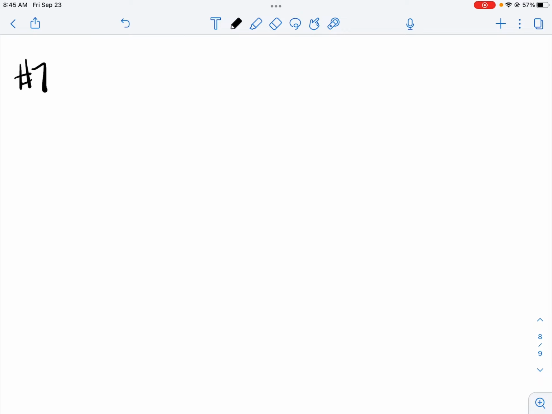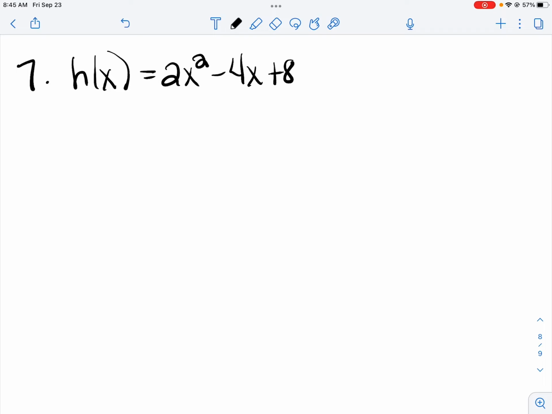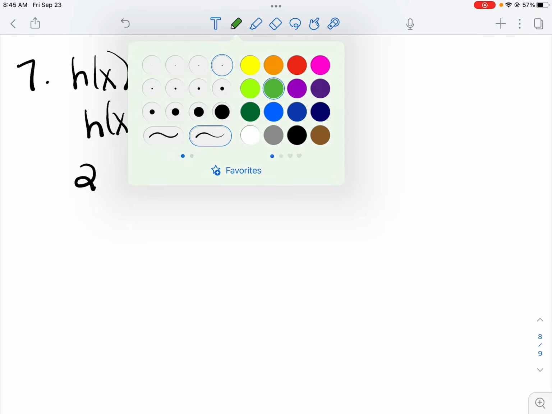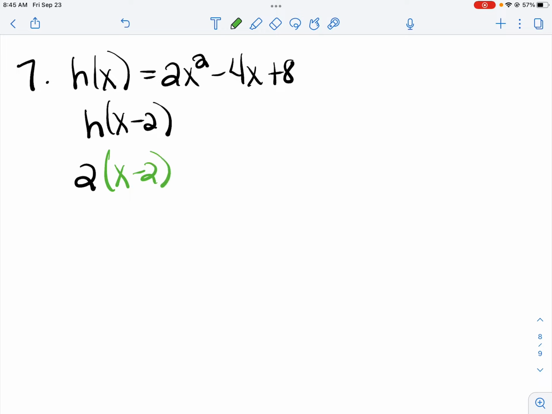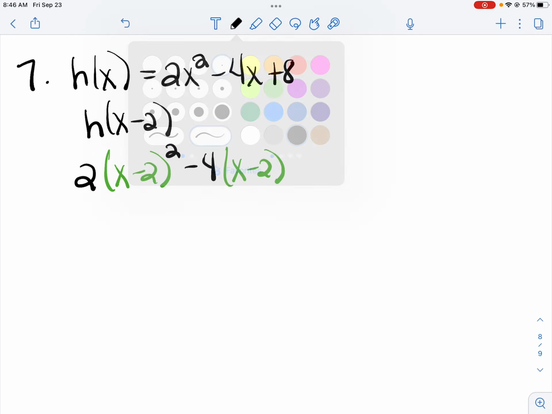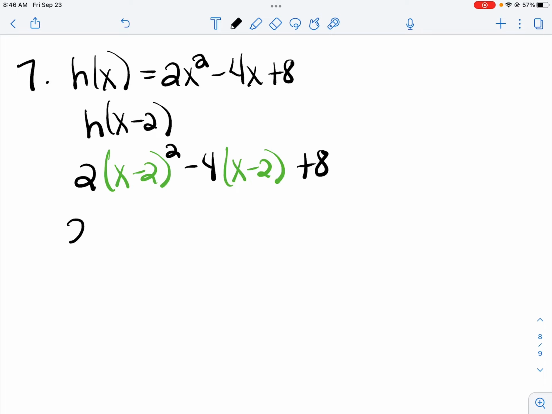And then last, number 7, h of x is given to us, our function. And we're asked to find h of x minus 2. So what that tells me to do is everywhere that there's an x, I'm going to plug in x minus 2 in place of that x. Always square before you distribute. So that means I would multiply x minus 2 times x minus 2.